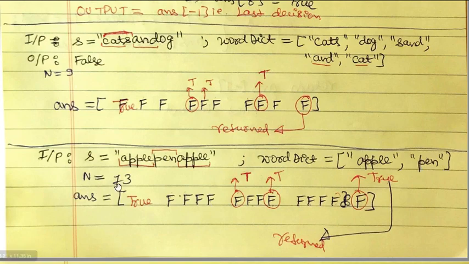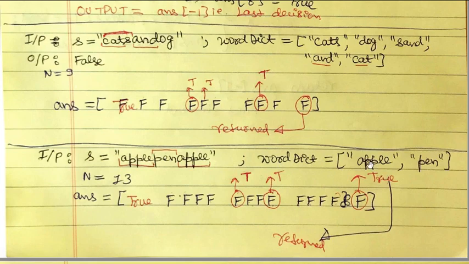So here again the length of the string is 13. We start by making a temporary variable answer of length 14. The first value is initialized to true and all the rest are initialized with false. We start comparing the chunks of this string to the words in wordDict, and the length of the chunk is dependent on the length of the word which we are comparing.